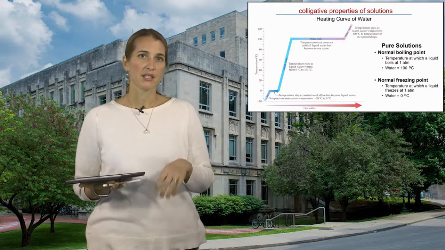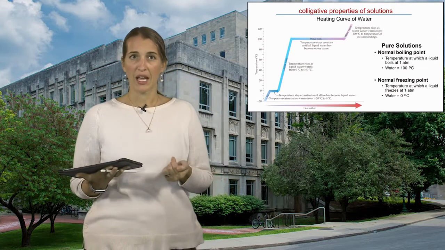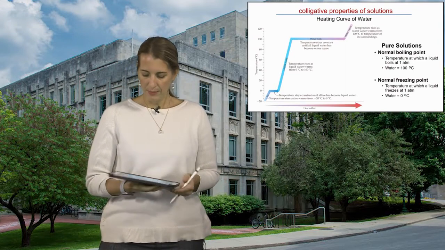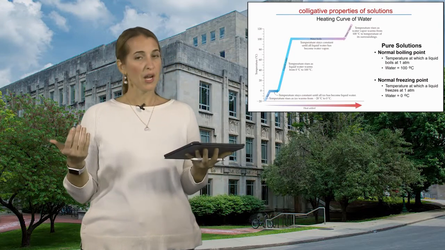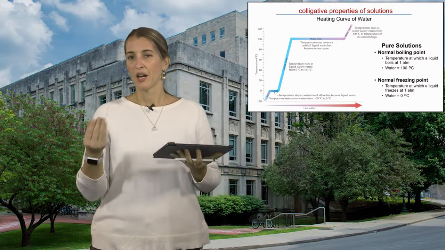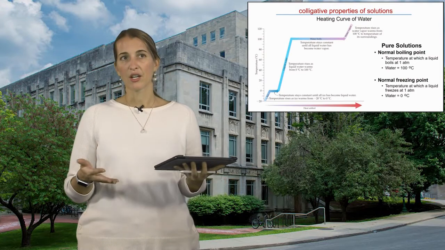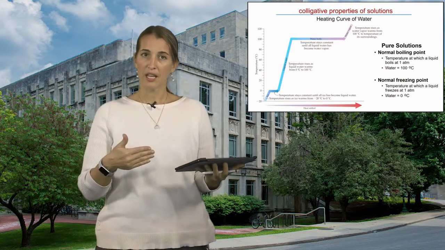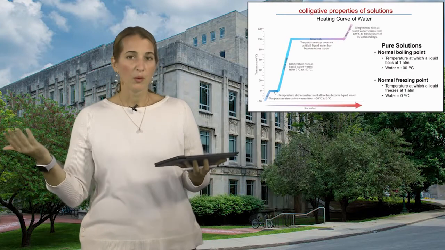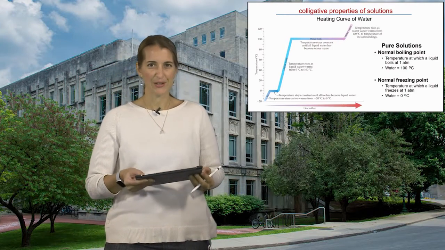For water, we know that 100 degrees Celsius is the boiling point, and the freezing point's at 0. So a couple things to pay attention to there. We're going to be looking at what it means if you do not have a pure solution. What happens if you add something to water? How would that change this heating curve? Would it change the temperature that the water turns into ice, or the temperature that the water would boil? We'll be looking at those properties in the next couple videos.